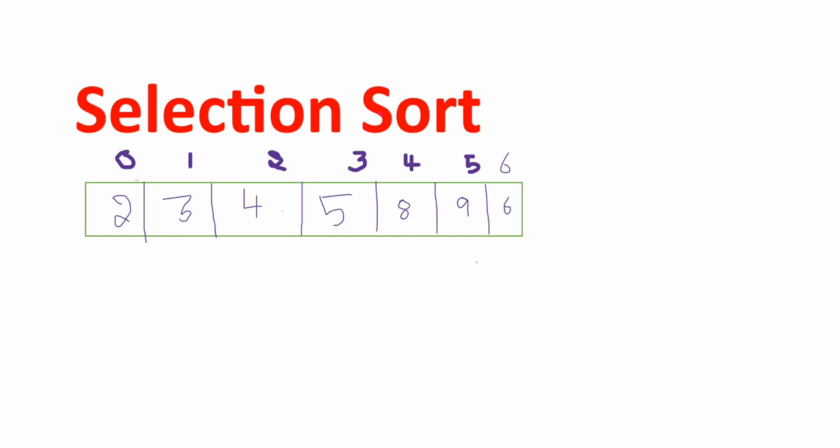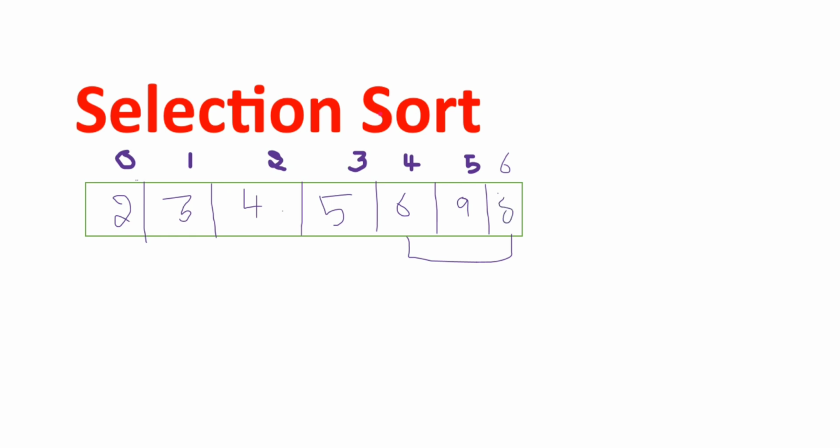Swap 8 with 6. In the place of 8, I need to put 6. In the place of 6, I need to put 8. These are all the sorted part. 2, 3, 4, 5, 6 are the sorted part and 9 and 8 are the unsorted part.